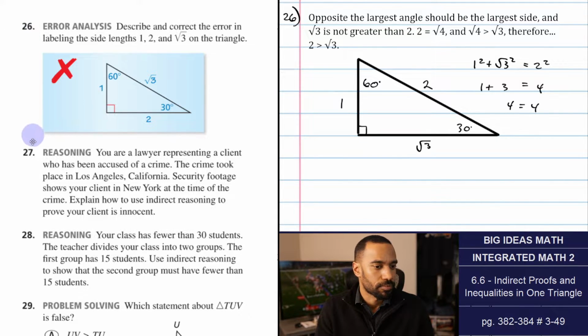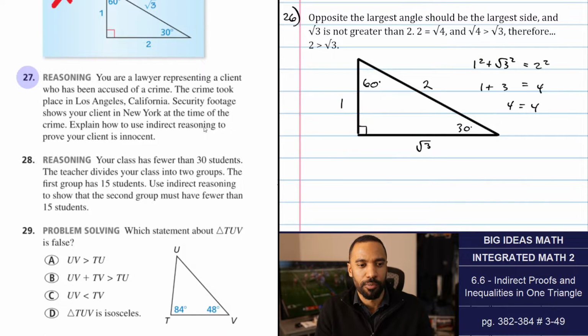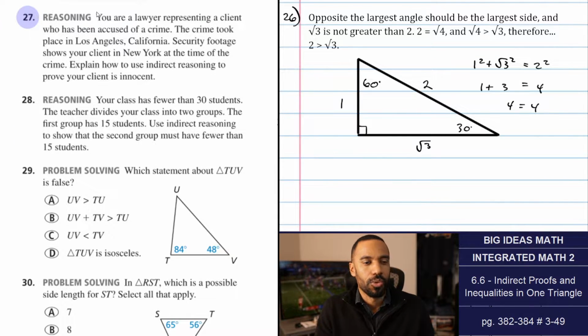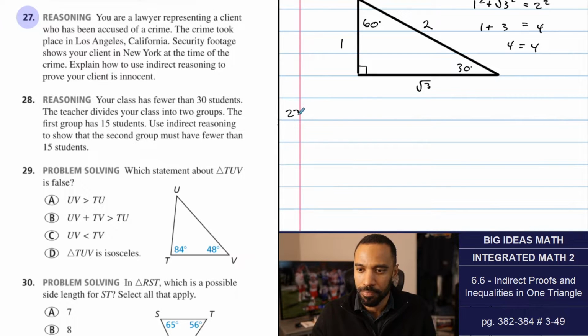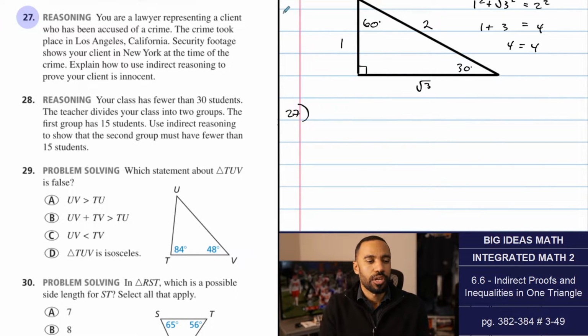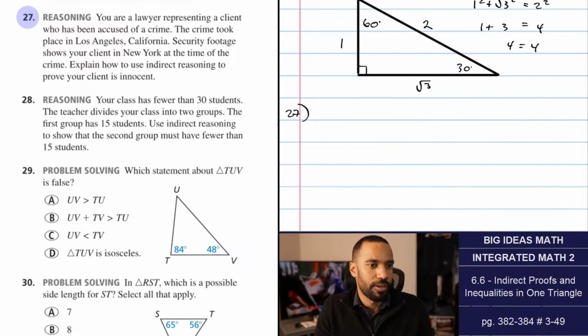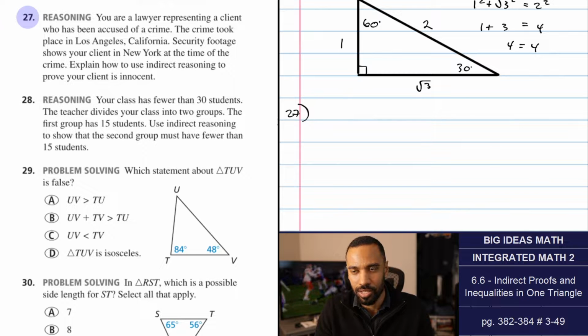Let's keep going. 27 and 28, we have some form of reasoning. I love this. You are a lawyer representing a client who's been accused of a crime. I like it. It's not even math. It's just logic and reasoning. Let's look at what they're going to say. The crime took place in Los Angeles, California. Security footage shows your client in New York at the time of the crime. Explain how to use indirect reasoning to prove your client is innocent.